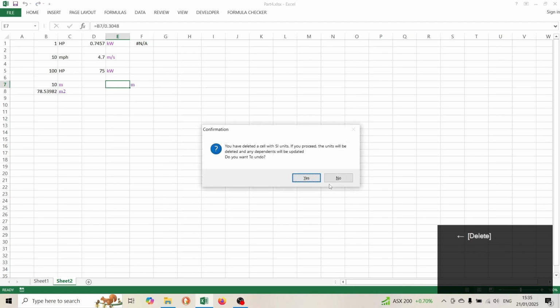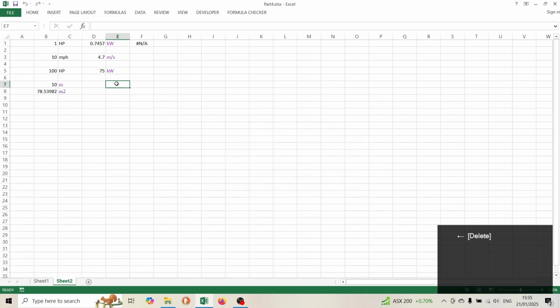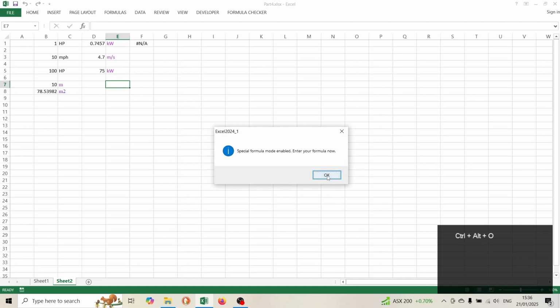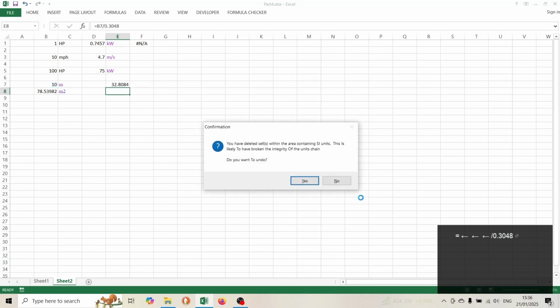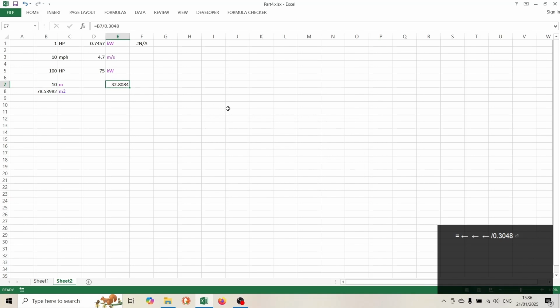But if we get rid of that altogether, then with keystrokes Control Alt O for override, it lets us put in a special formula, and we can say our result here is equal to that value divided by 0.3048, enter, and I can now enter whatever I like in this box here. This cell remains overridden, so if I want to convert to yards, I can revise the formula to a different conversion factor, and I can still write any text I like into E7.